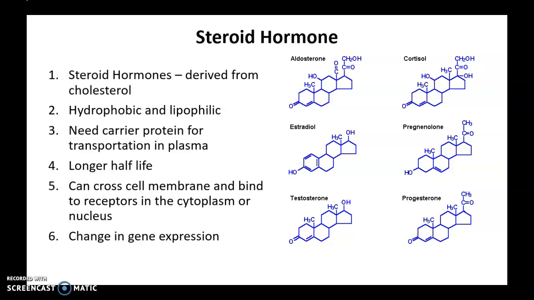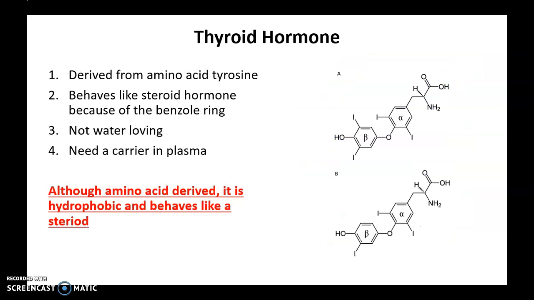Alright, so steroid hormones and thyroid hormones have their receptors in the cytoplasm or in the nucleus. And in both cases, they are going to change the expression of the genes. We will get new proteins being made and other proteins being shut down. Moving on to thyroid hormone.